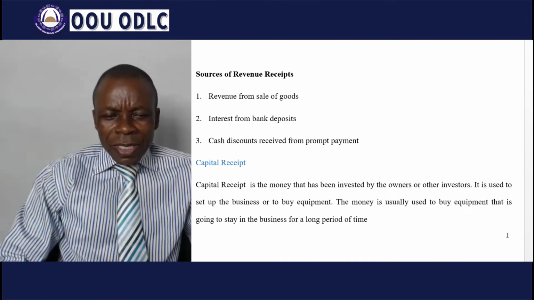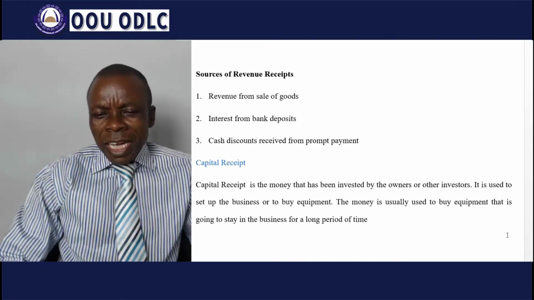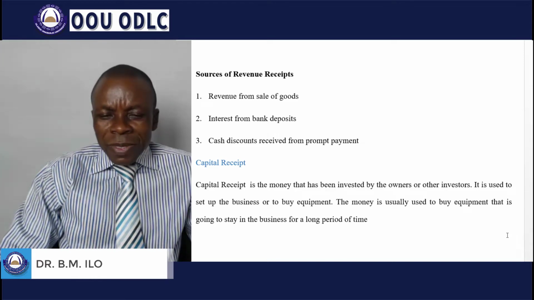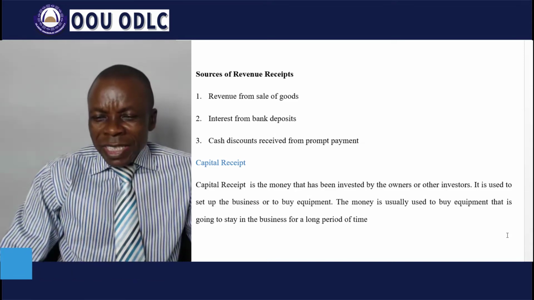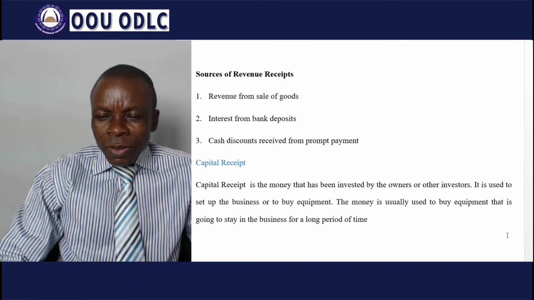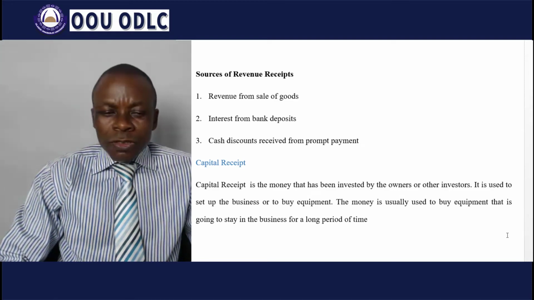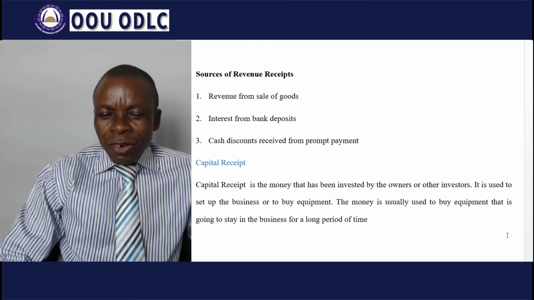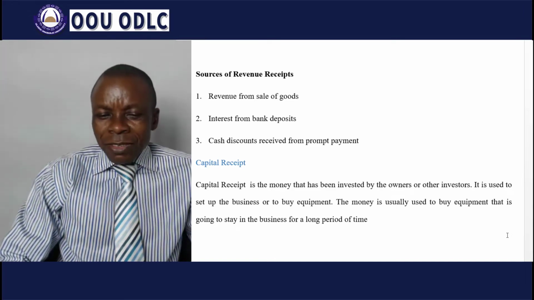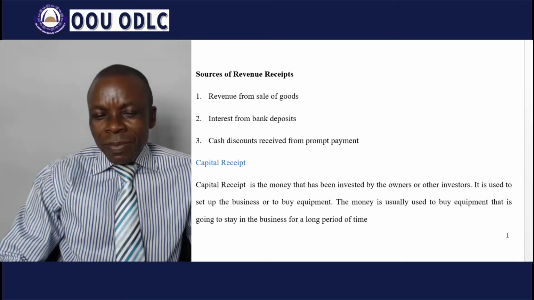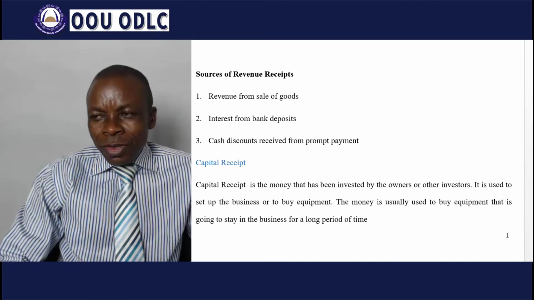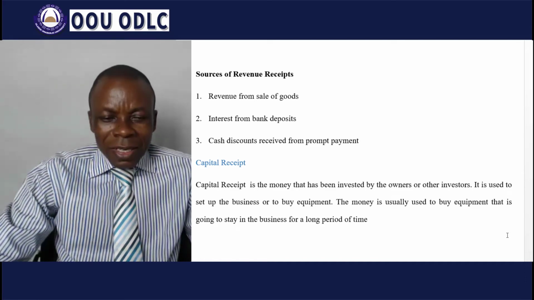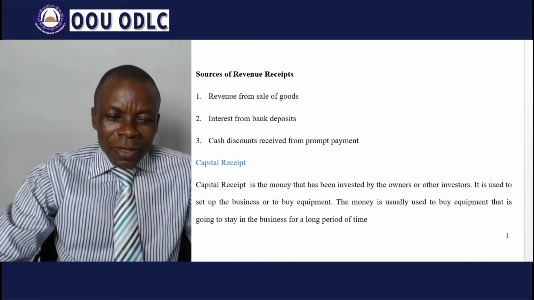Then let's look at capital receipts. Like I said earlier, capital receipts represent money that has been invested by the owners of the business. This is usually used to set up the business and buy equipment. Such money is normally spent on acquisition of assets that are usually there for a long time. They represent receipts like the share capital in the business. So typically your share capital is a type of capital receipt.